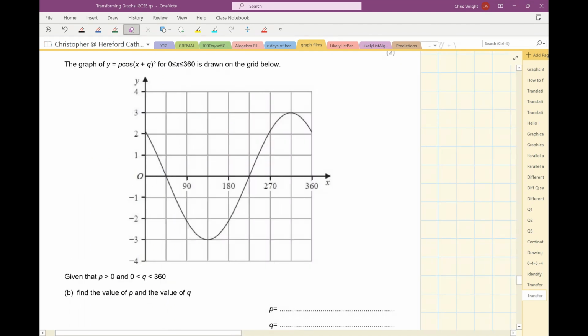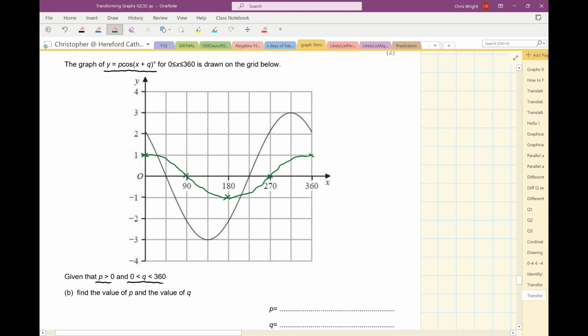Part B. The graph of y equals p times cos of x plus q is drawn on the grid below. Given that p is positive and q lies between 0 and 360, find the value of p and the value of q. Well, let's start off by drawing the cos curve here, because that's obviously going to be my basic curve, my starting point. So here it is.